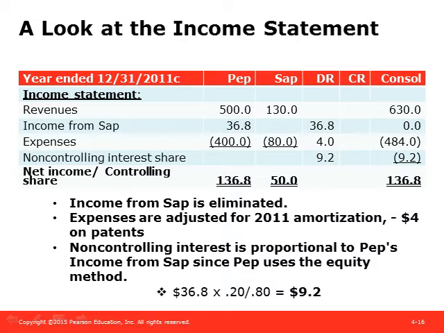and then we have an additional $4K of amortization related to patents that are added, and then the non-controlling interest, which is proportional to PEP's income from SAP, since PEP uses the equity method, and that shows we got 36.8 times the fraction 0.2 over 0.8 to get to 9.2K of the non-controlling interest, which again gets us back to what we had looked at originally, and that's that the net income of the controlling share on a consolidated basis would be reflected as 136.8.